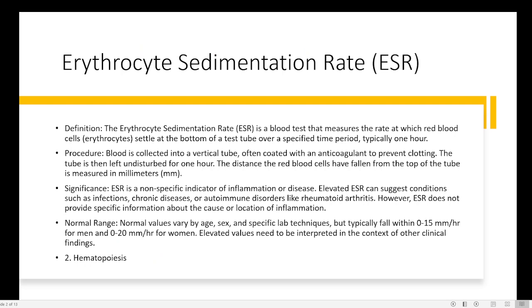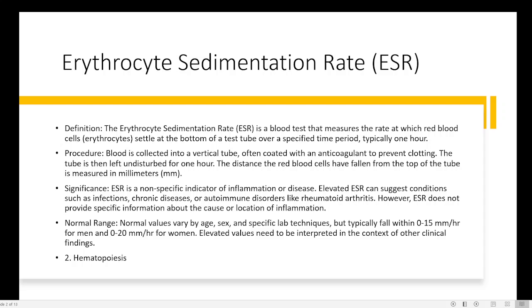So the significance of ESR is that it is a non-specific indicator of inflammation or any disease. So elevated or higher ESR can suggest conditions such as infection. Any kind of infection in your body can increase your ESR rate. So that is one feature. Then the presence of many chronic diseases can be indicated by high ESR. And some autoimmune disorders like rheumatoid arthritis, which happens due to some problems in the immune system, all these will be indicated by increased or higher ESR.